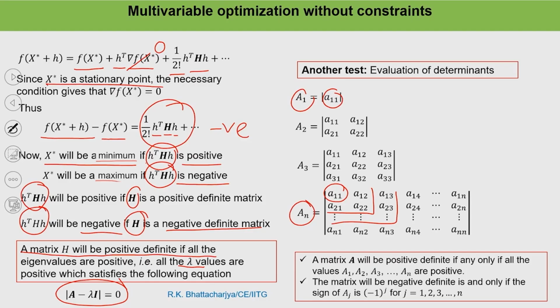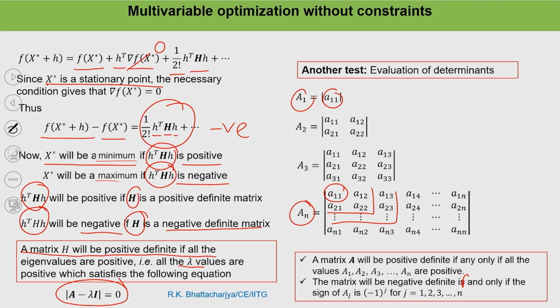The matrix will be negative definite if and only if the sign of Aj is minus 1 to the power j, for j equal to 1, 2, 3 up to n. So, the signs of A1, A2, A3 follow this rule, minus 1 to the power j. That means A1 should be negative, A2 should be positive, A3 negative, A4 positive, something like that.